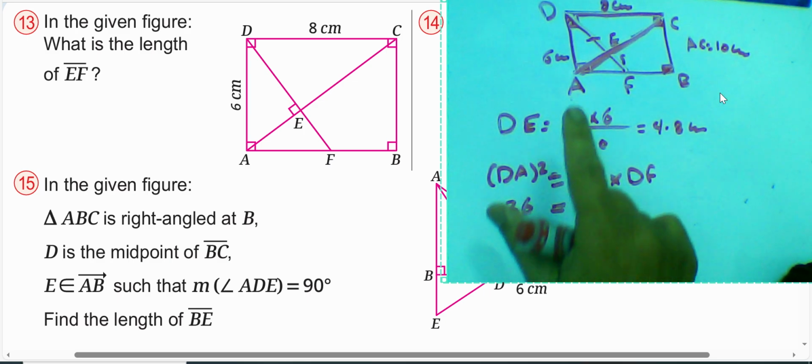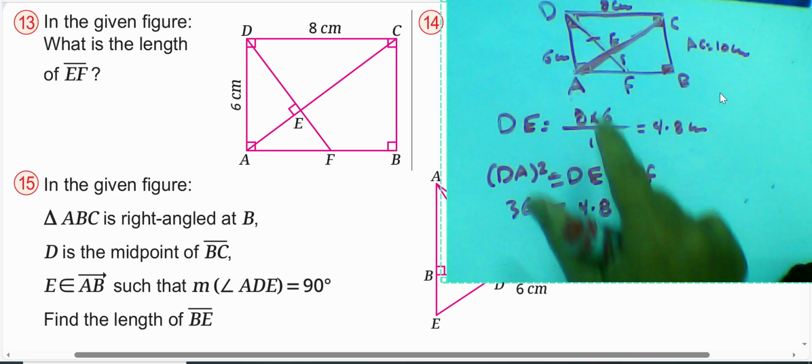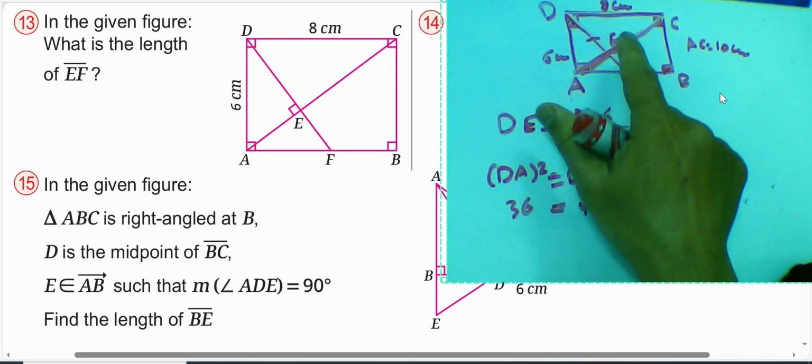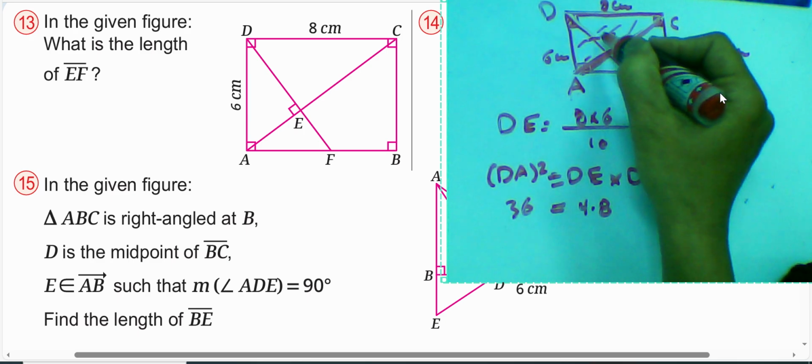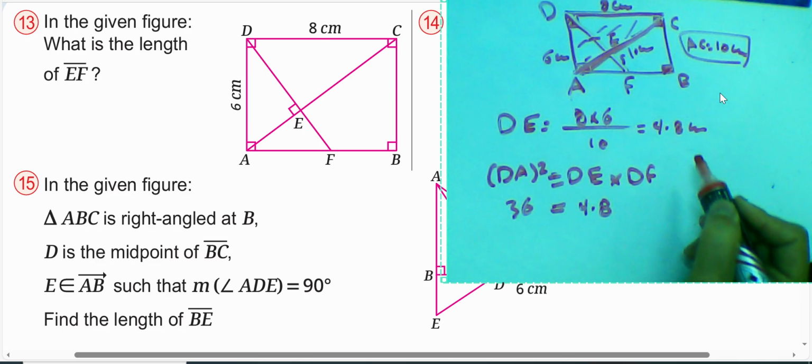DA power 2 equals 6 power 2, 36, equals DE times DF. DE I found it, 4.8. Okay, from the right angle triangle here, DE equals 8 times 6 divided by 10, because we found 10 from the Pythagorean theorem.